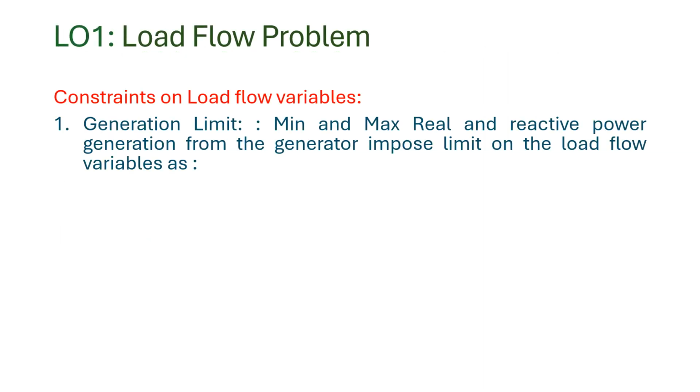Now let us look at the constraints on load flow variables. Now we know that there are variables P, Q, V and delta.